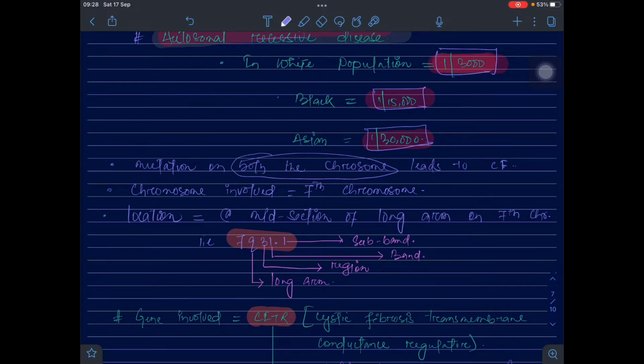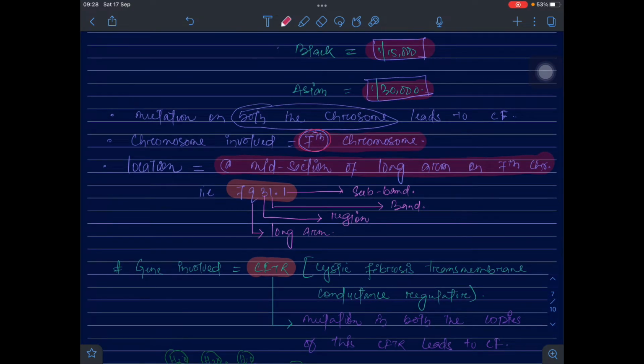Okay, and which chromosome is involved? The 7th chromosome is involved in cystic fibrosis. When we want to know the exact location where and how it happened, the exact location will be at the midsection of the long arm of the 7th chromosome. Where? In the midsection of the long arm of the 7th chromosome.